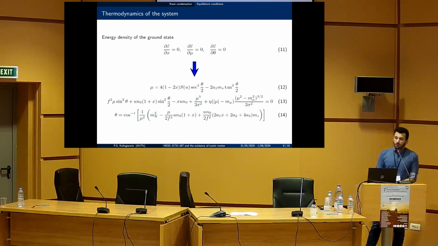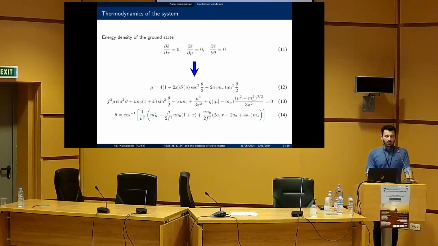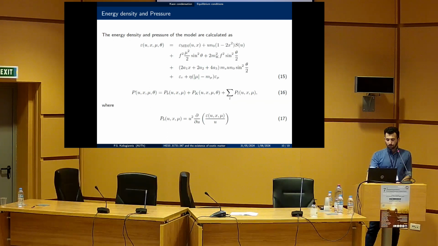To determine the energy density of the ground state, we need to extremize the energy density with respect to the proton fraction, the chemical potential, and the amplitude theta, which is an order parameter for the phase transition. The above procedure leads to these 3 thermodynamical relations that are solved numerically, in order to produce the critical value for the kaon's appearance and the quantities above this value. After that, we can calculate the energy density and the pressure of the model just by summing the baryon, the kaon, and the lepton parts.